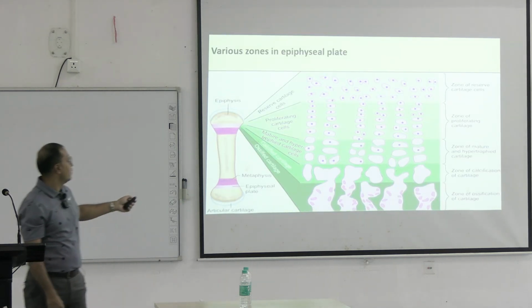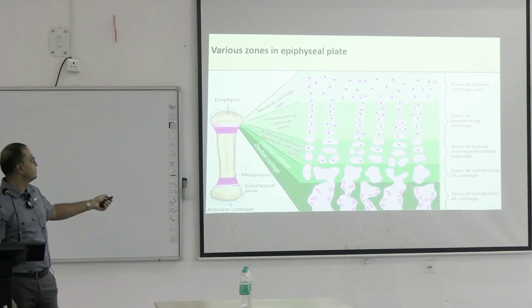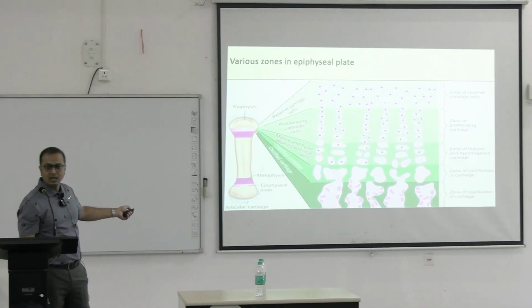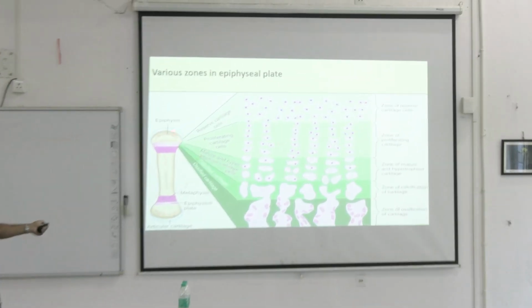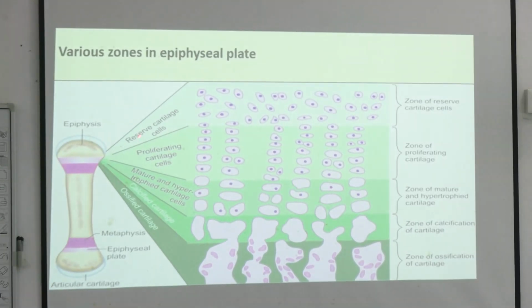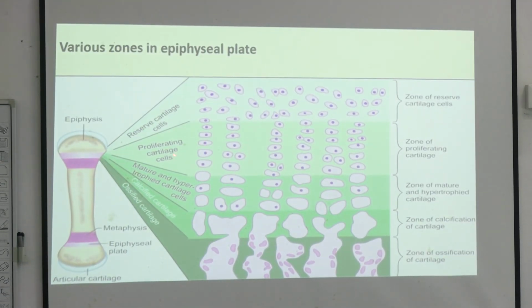So this is what we call the zone of proliferation of the epiphyseal plate. Within this epiphyseal cartilage or epiphyseal plate, there are some zones. There are some cartilage cells. We call them resting cells, proliferating cells, mature cells and calcified cells.